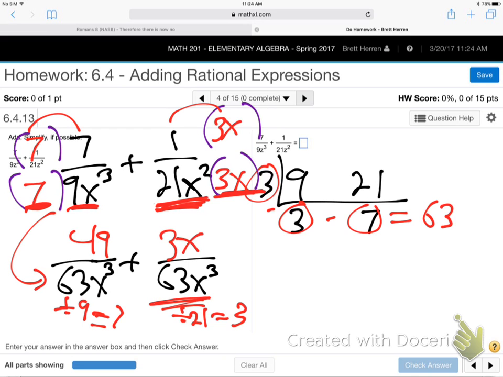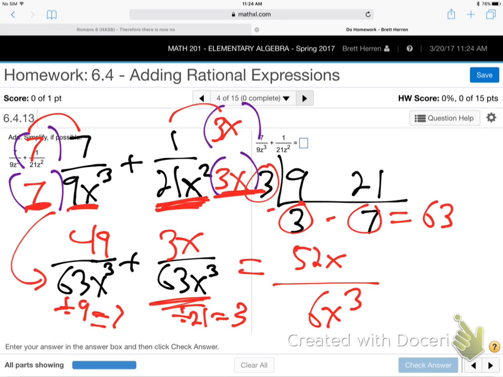Good to there. And now we can add them. Now that we've made them common, we can put them together. That's why we did all that work, so we can add them. What happens on the top? 49 plus 3x, 52x. I hope you're looking at that going, no way, Mr. Heron. We're not multiplying. Careful, it's not multiply, it's adding.